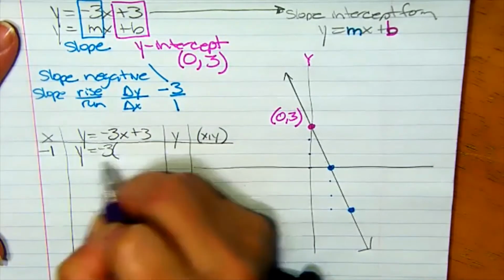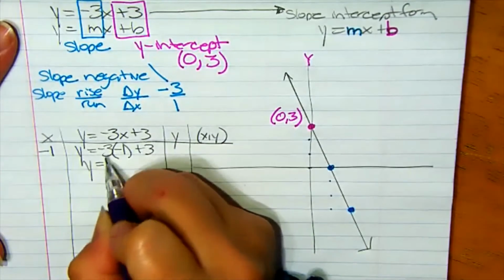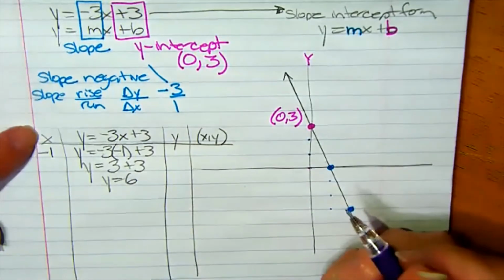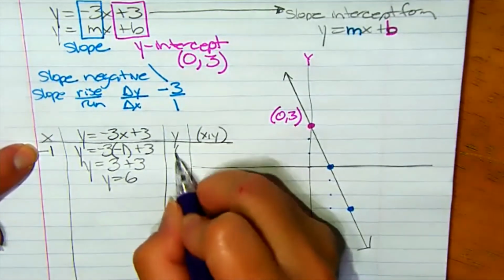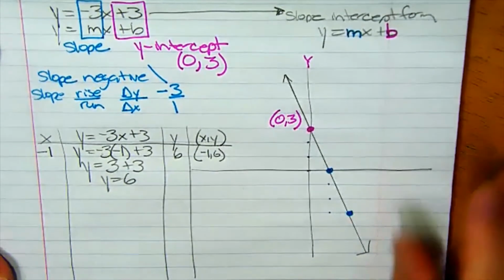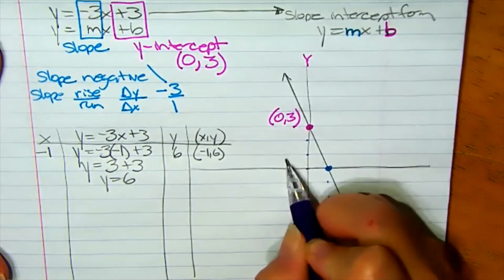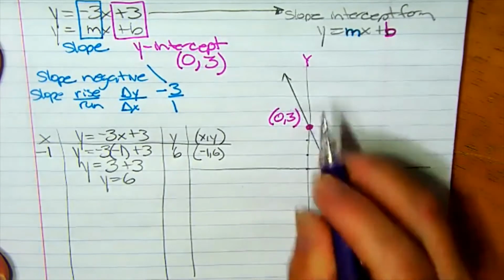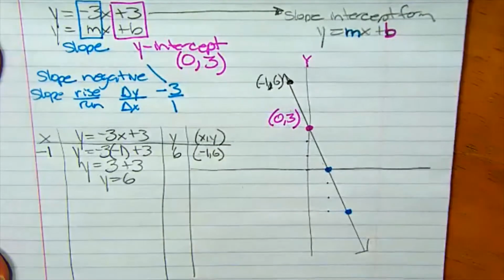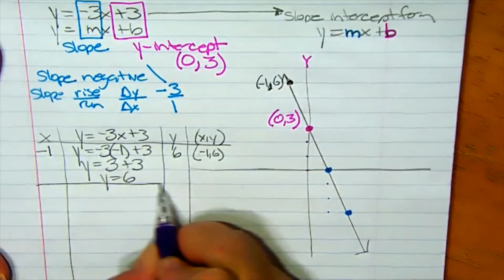y equals negative 3 times x plus 3. I'm going to substitute negative 1 for x. A negative and a negative is positive. y equals 6. So when x is negative 1, y is 6. Here's my ordered pair. Now let's see if that falls on my line. Negative 1, 6. Negative 1, 1, 2, 3, 4, 5. Look at that right here. It falls on my line. Negative 1, 6. Perfect.